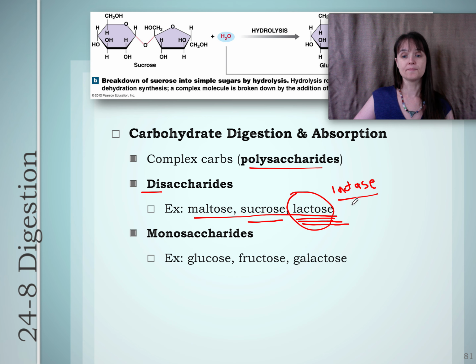Lactase is the enzyme that breaks down the lactose, and if you don't have it, bad things happen. The disaccharides get broken down into monosaccharides. Examples here are glucose, fructose, and galactose. Fructose is the fruit sugar.